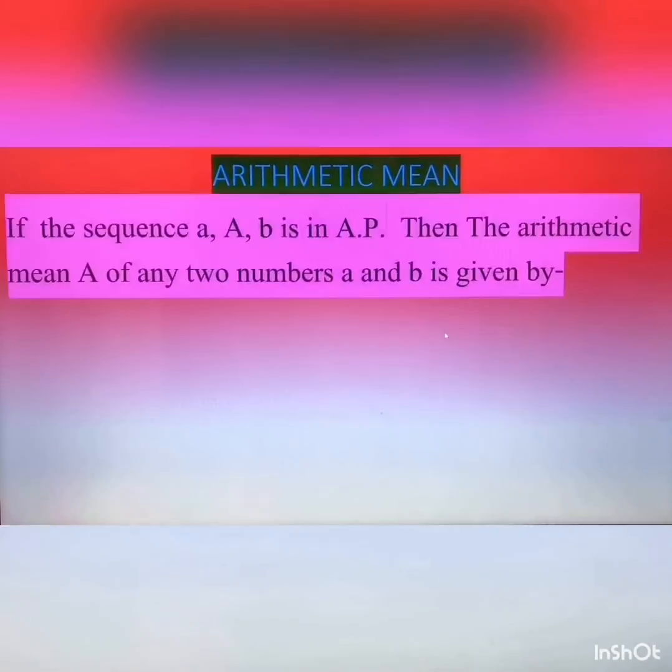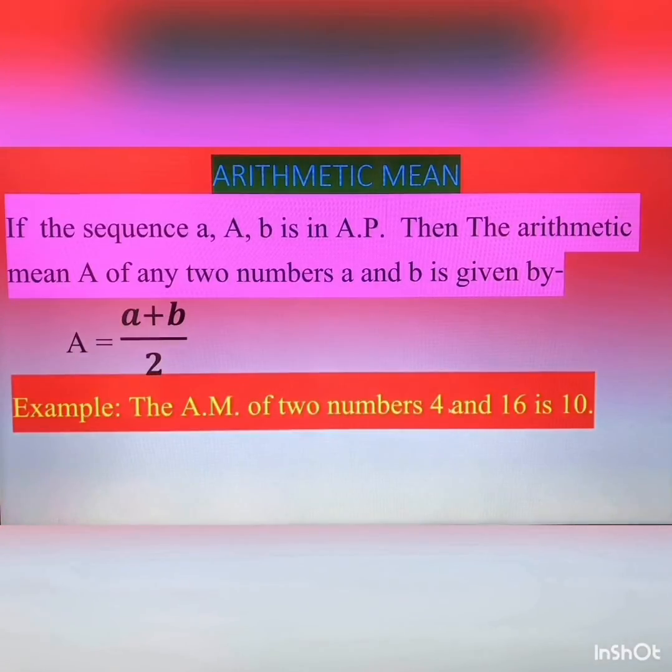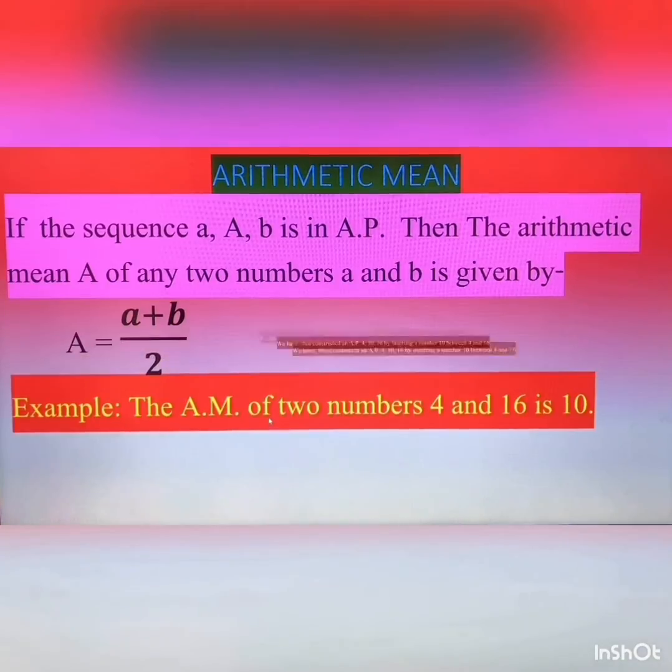After that, arithmetic mean. How can you find the arithmetic mean, and what is the meaning of arithmetic mean? If a sequence A, capital A, B is in AP, then the arithmetic mean capital A of any two numbers A and B is given by capital A equals A plus B by 2. So this is the arithmetic mean. For example, to find the arithmetic mean of 4 and 16, we get 10, because 4 plus 16 is 20, and 20 by 2 means 10. So this is the arithmetic mean for any two numbers.